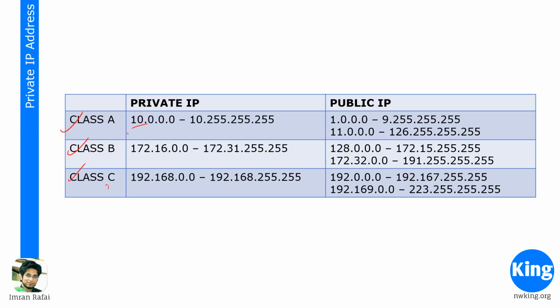And then we had class B. The private range in class B is 172.16.0.0 to 172.31.255.255. If you look at this, this is a slash 12, and the class A private range is a slash 8, and this is a slash 16. So for class C it's slash 16, 192.168.0.0 to 192.168.255.255. So these are the private ranges, and these are the public ranges in class A, class B, and class C.